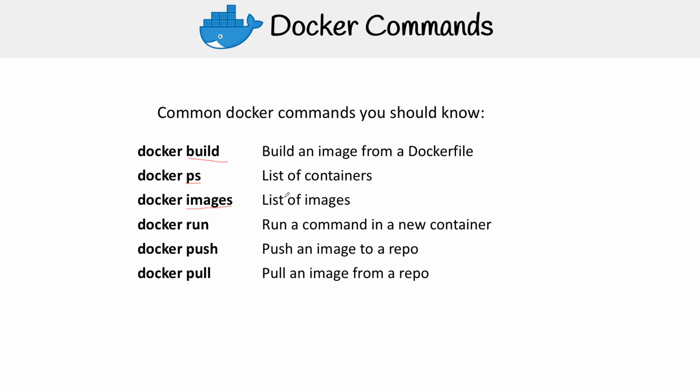docker images is the list of images you have on your machine. So those are the Docker images you built from your Dockerfiles, or if you pulled them from repositories. Then you have docker run, and this is going to run a command in a new container.